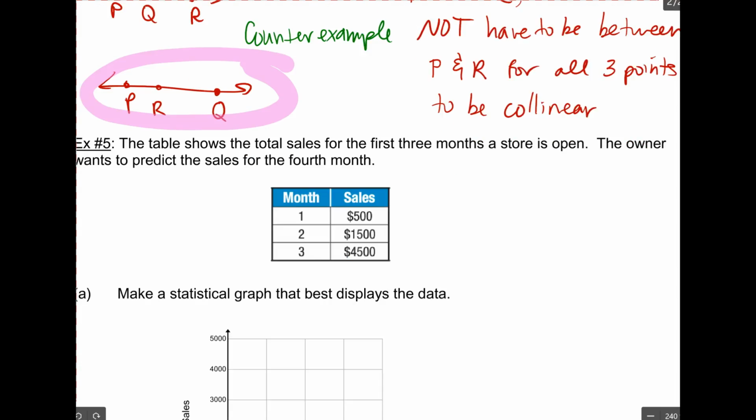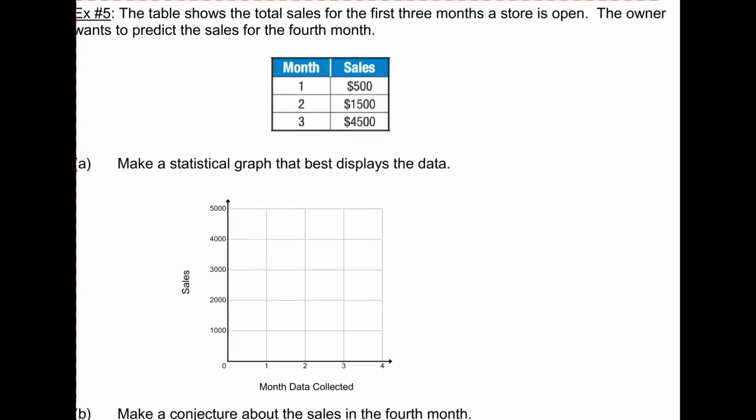All right, so example 5. The table shows the total sales for the first 3 months a store is open. The owner wants to predict the sales for the 4th month. Okay, so first, what do we notice happening? From month 1 to month 2, we gain 1,000. What about month 2 to 3? 3,000. Okay, so plus 3,000. I don't know if adding is the way to go. What if we tried multiplying? Multiply by 3. So if adding is not really showing a pattern, try multiplying by 3.